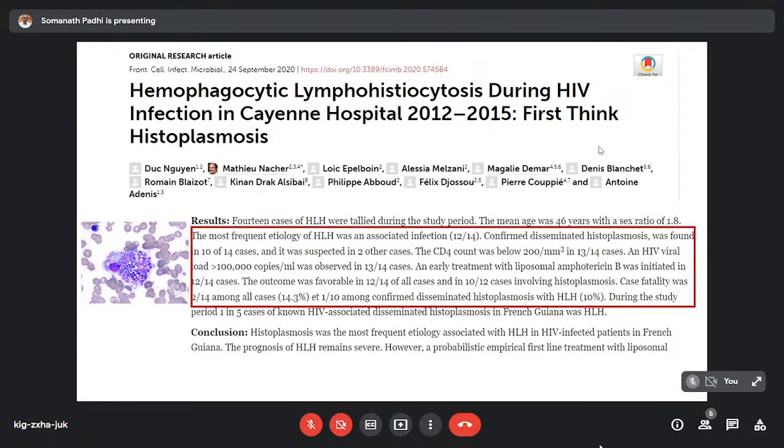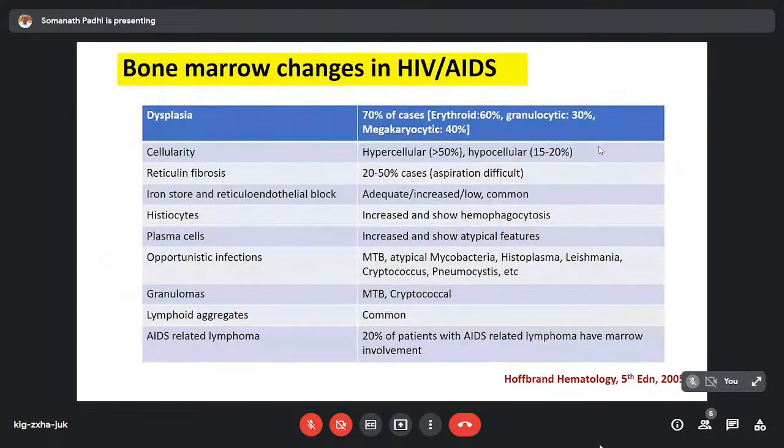That means whenever we have a diagnosis of HLH in a setting of HIV, we must rule out all associated infections, specifically histoplasmosis. So this is just the summary of the bone marrow changes that have been described in the literature.